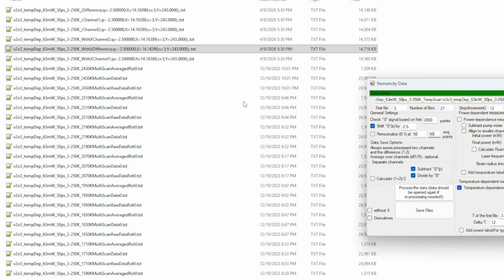Or if asked, it will calculate the derivative, meaning it will be calculating differences between two adjacent scans by power or by temperature.